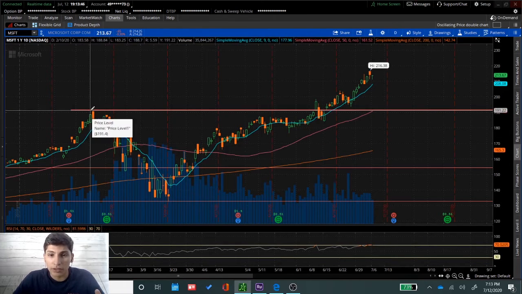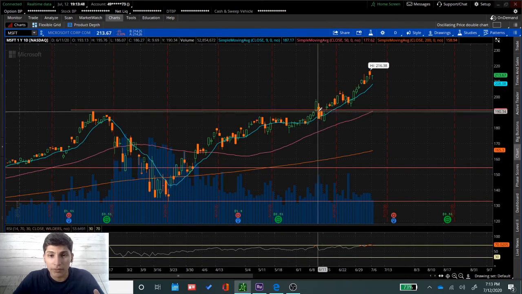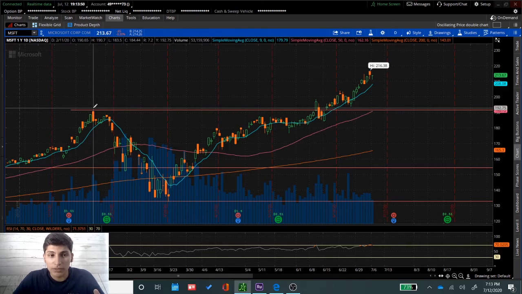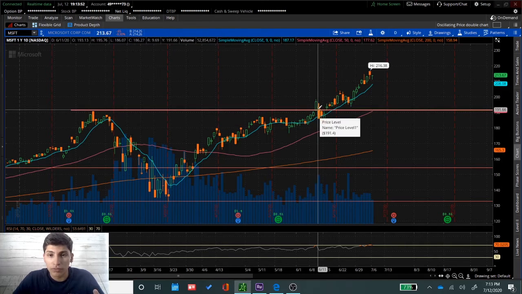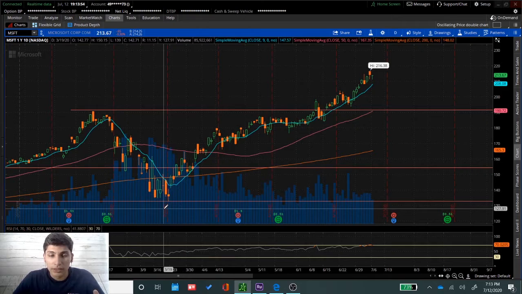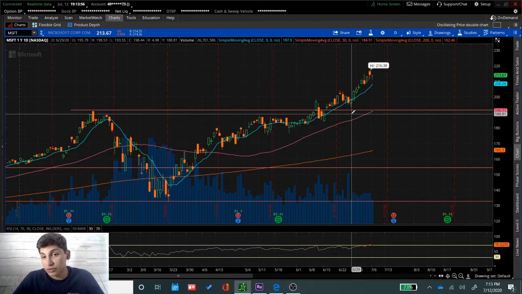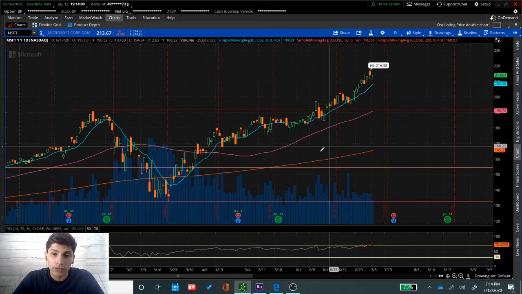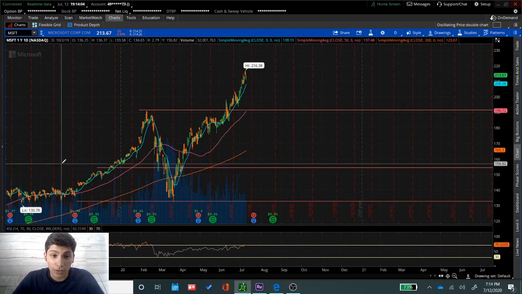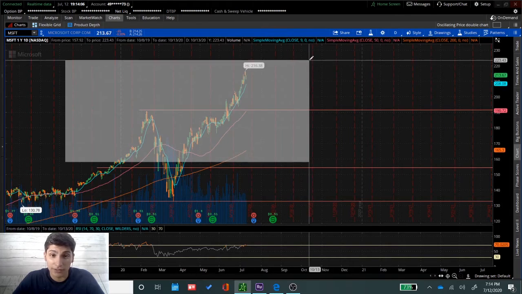And this pattern is also a double top, so double tops are two tops, obviously, and they're usually signs of a reversal, but obviously no reversal there. Too many good things going for Microsoft. Honestly, the only thing going for the S&P right now is tech.